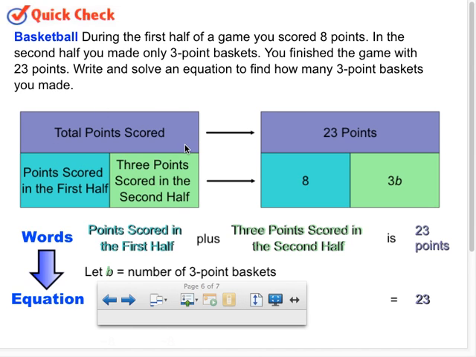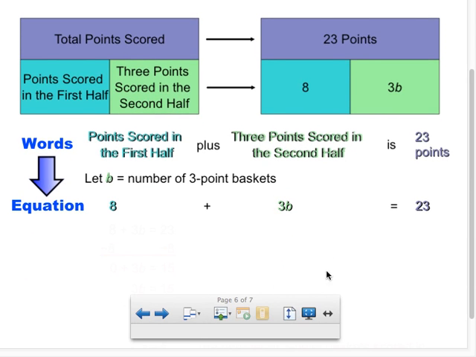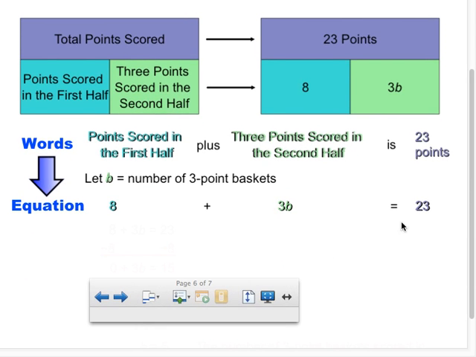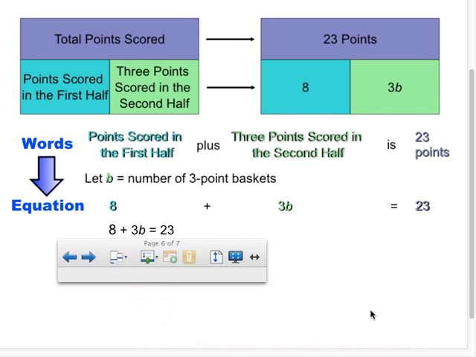So here it is. The total points scored, the points scored in the first half, points scored in the second half. So you have 8 points in the first half plus 3 times B. B represents each 3-point basket. Do you guys understand? Okay, so 8 plus 3B equals 23 points total. So here's what we have for my equation. 8 plus 3B equals 23. Okay. So that's an easy one. Now that you guys saw the last one, this one's an easy one. Go ahead and solve it.